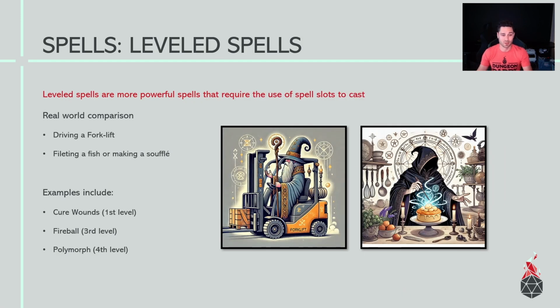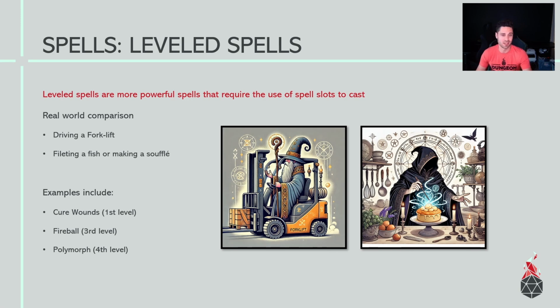Now, leveled spells are more powerful spells that require the use of a spell slot to cast. Again, your class will tell you how many spell slots you have, but a real-world comparison, compared to the spatula or the hand tool, is something like driving a forklift or filleting a fish or making a souffle. These are going to require more energy, more effort. You're going to have to actually learn how to do these. These are probably not things you can pick up and do right away.